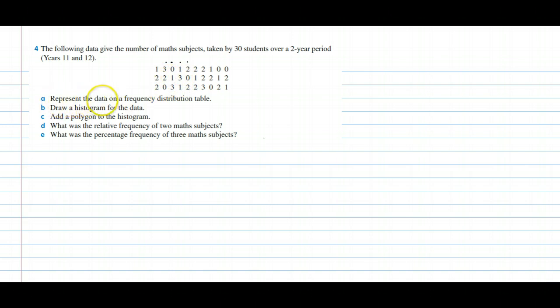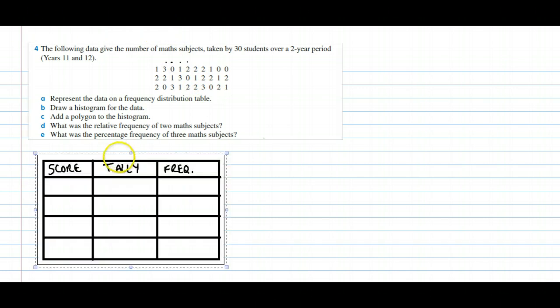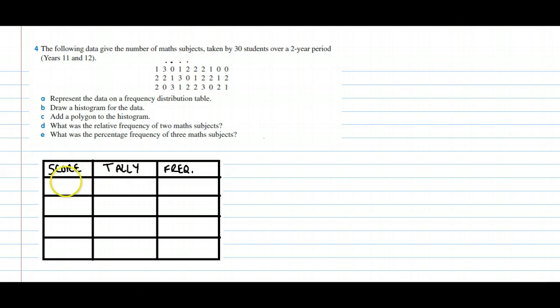Now we first need to represent this data on a frequency distribution table. What's that going to look like? In a frequency distribution table, we're going to have the scores, so what the possible scores are. In this case, there's 0, 1, 2, or 3. We need to have a row for each of those. It's very useful to have a tally column for a set of data like this, because we're going to have to go through the data and count up how many of each number there are. You don't have to have a tally column, but it does make it easier. And then once we've got the tallies, we can count up how many results there are for each number, and that's going to be the frequency.